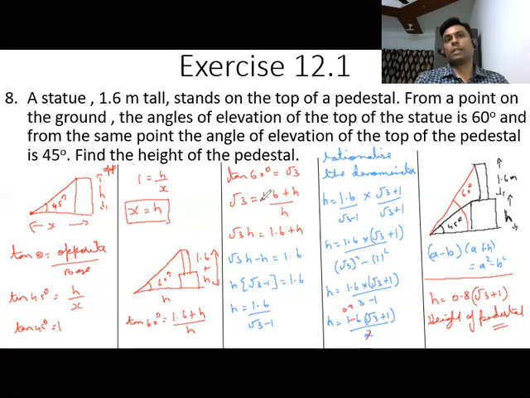Tan 60 is root 3. So root 3 is equal to 1.6 plus h by h. Cross multiply, bring h on the other side. You will get h is equal to 1.6 by root 3 minus 1. You can stop here or you can rationalize the denominator. If you want to rationalize the denominator, multiply and divide by the conjugate, so root 3 plus 1 divided by root 3 plus 1. Here 1.6 into root 3 plus 1. a minus b into a plus b is a square minus b square. That is 3 minus 1, which is 2. So 1.6 by 2 is 0.8. 0.8 into root 3 plus 1 is the height of the pedestal.